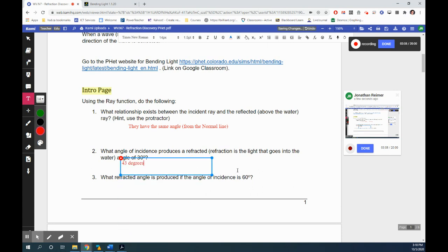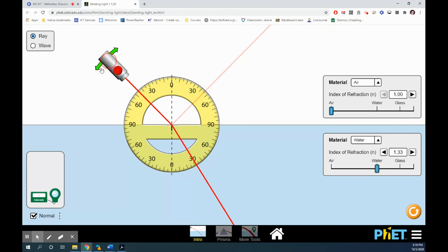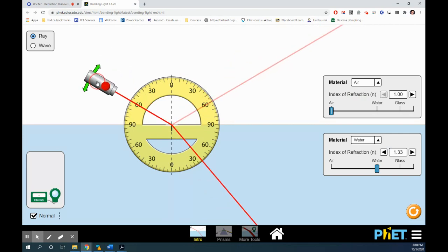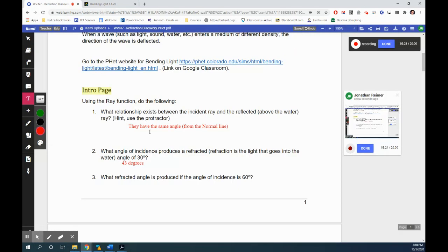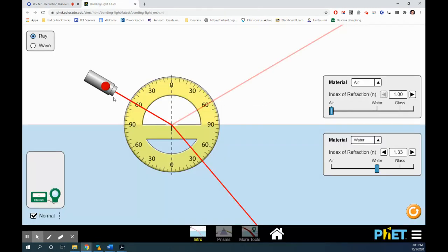All right, 43 degrees. What refracted angle is produced if the angle of incidence is 60 degrees? Well, we can do that. We did that already, right? 60 degrees gives us a nice angle of about 40 degrees. That's pretty nice. And so I'll just write that there. So we're trying to understand the difference between the reflected and refracted. Refracted is what goes into a different medium, and notice they don't have the same angle.